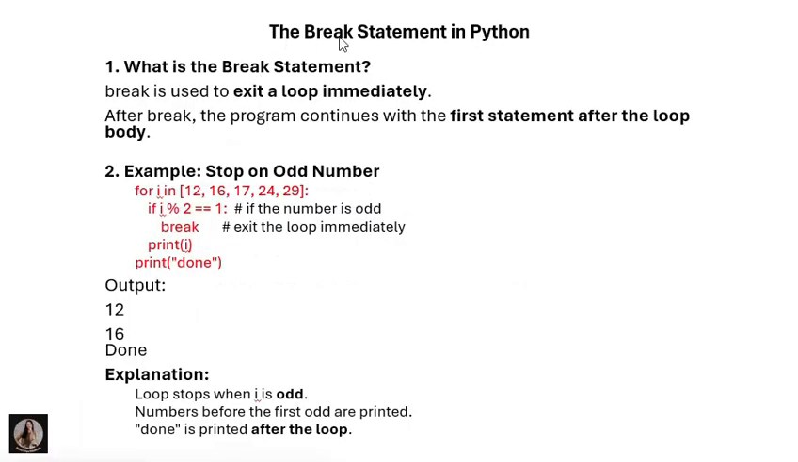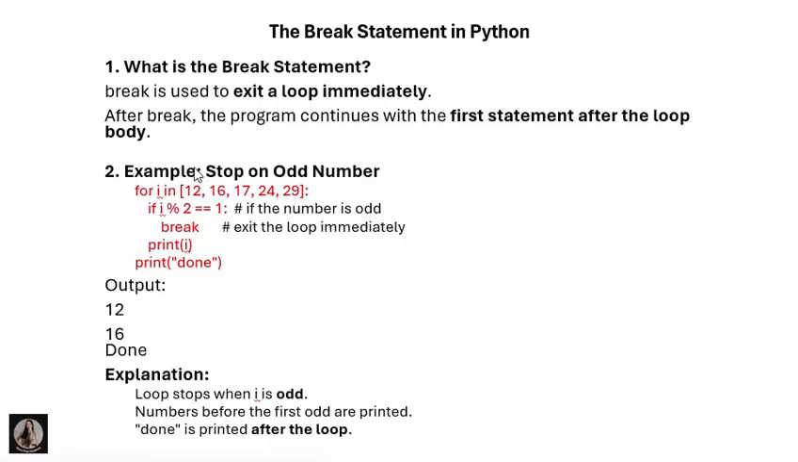The first one is the break statement in Python. What is the break statement? Break is used to exit the loop immediately. Wherever I use a break statement inside the loop, it will exit the loop immediately. After break, the program continues with the first statement after the loop body. It will come out of that loop body and execute what's there after that loop body.